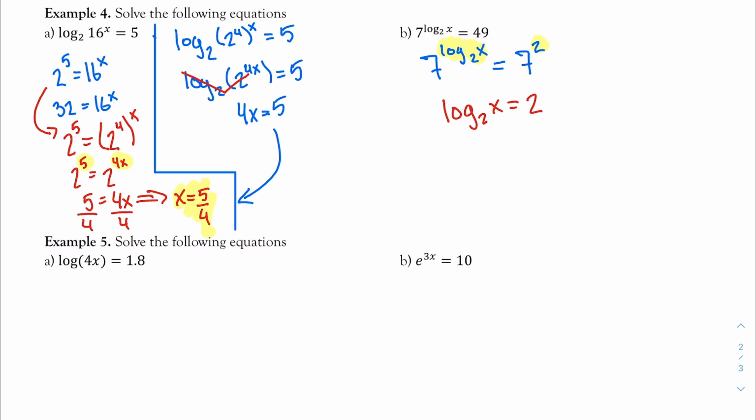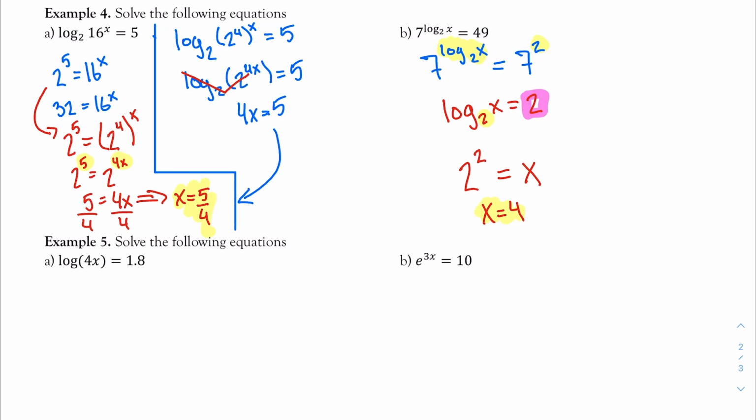So if I convert this to exponential form, like what we did at the beginning, I can get 2 to the 2nd power is equal to x. Or in other words, x is equal to 4. Again, I'm using the properties of my logarithm, where I convert between exponential and logarithmic form, or my properties where I can cancel out using a common base.